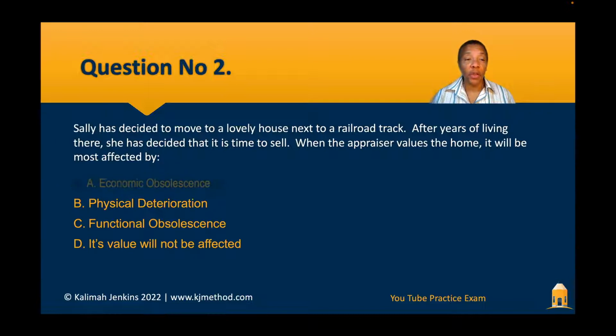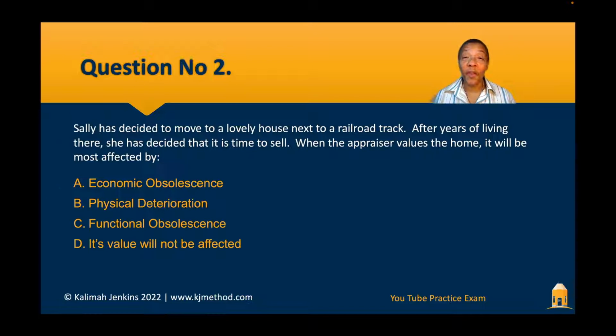Okay, the answer here is going to be economic obsolescence. This one is pure definitional, guys. Economic obsolescence is when there is something outside of the property that is putting external pressure on the property and causing it to depreciate for that reason. So her being next to this railroad track is causing this property to depreciate from an economic obsolescence standpoint.